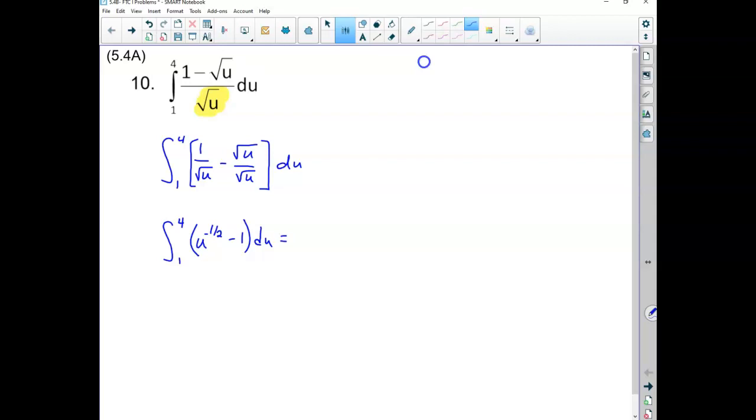Well, if I'm power rule anti-deriving here, I've got to add 1 to the exponent, so that's u to the 1/2. And I've got to think, what do I multiply a half by in front to get 1? Maybe a 2. Minus the antiderivative of 1, that's going to be u. And what I like to do is look at this as 2 square root of u minus u. And then I'll evaluate it from 4 to 1.